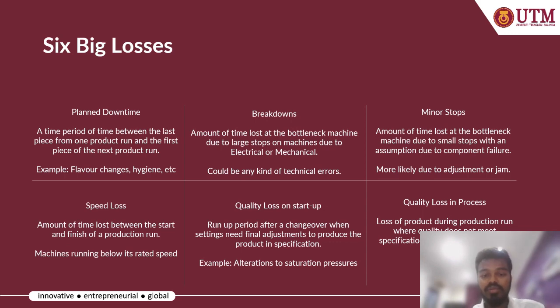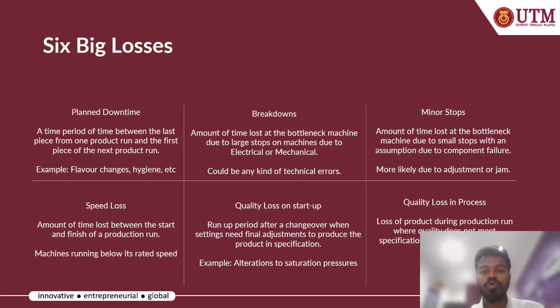Following is the speed loss. Speed loss occurs when the equipment runs slower than the ideal cycle time, which is the theoretical time. For example, worn-out equipment, poor lubrication, poor environmental conditions.